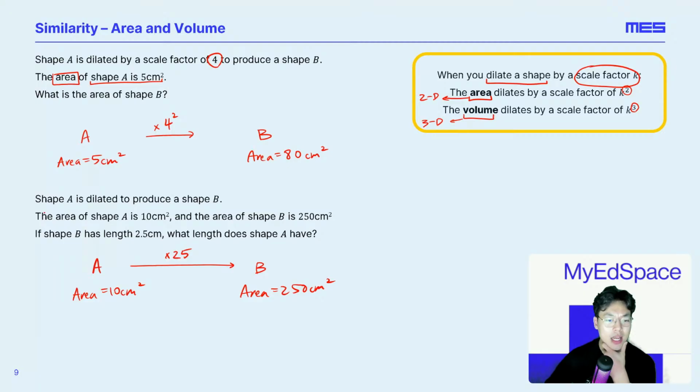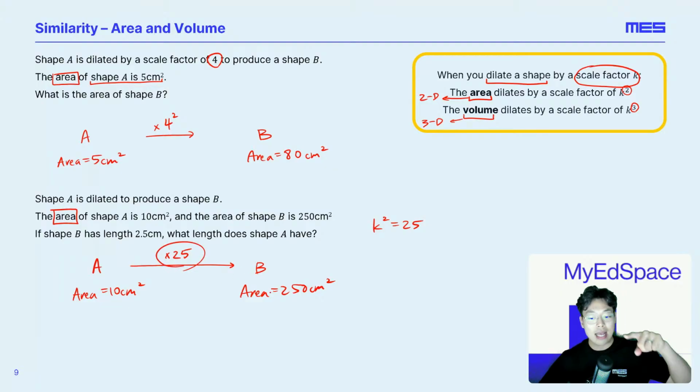And the last time I read this, we were working with area. So area dilates by a scale factor of k squared. So would it make sense for us to say k squared is equal to 25? Because we multiplied the area of shape A by 25 to get to the area of shape B. And this is a relationship that we observed from the 10 and the 250 that we see. So if we take the square root of both sides, k will equal 5.